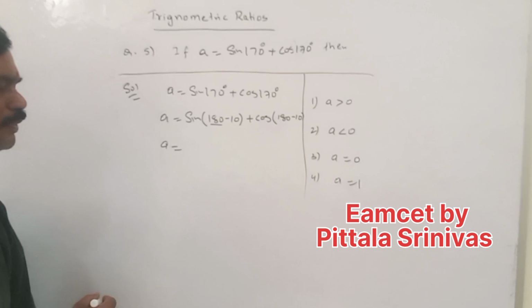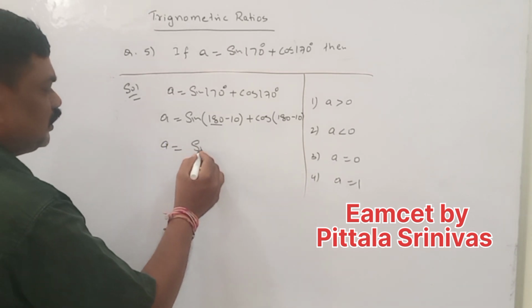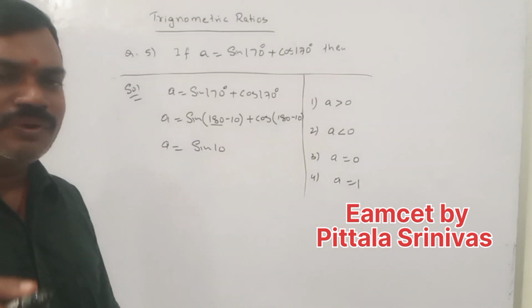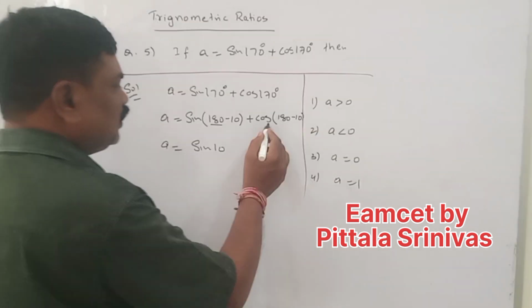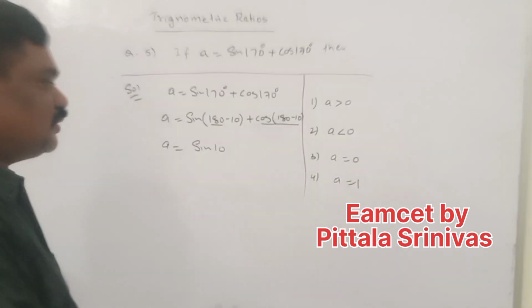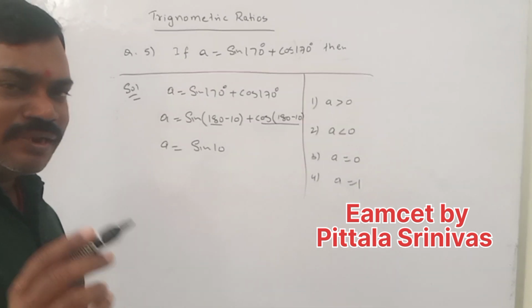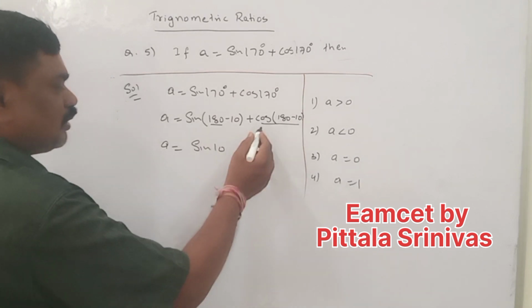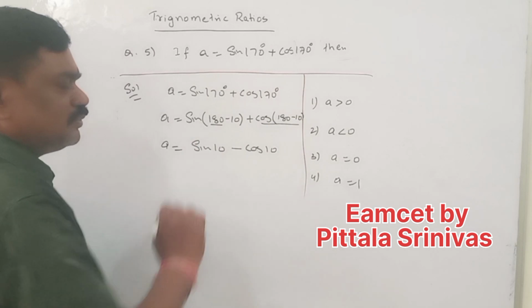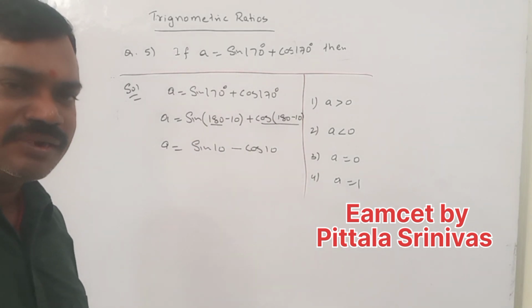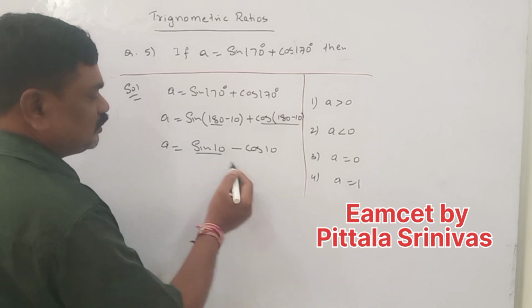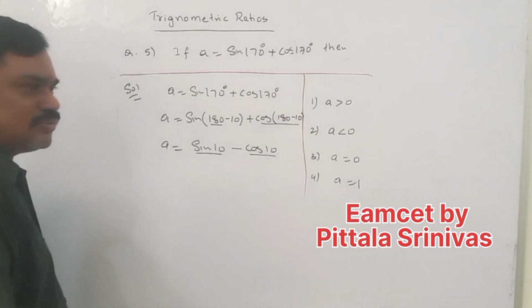This is the supplementary angle. Sine becomes sine 10. This is the second quadrant. In the second quadrant, sine is positive. Here cos of 180 minus theta, that is second quadrant, cos is negative, and 180 is the supplementary angle. Cos becomes cos 10, so minus. So it is the second quadrant. In the second quadrant, cos is negative. So A is equal to sine 10 minus cos 10.